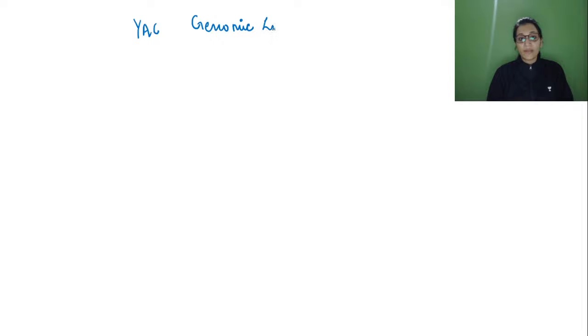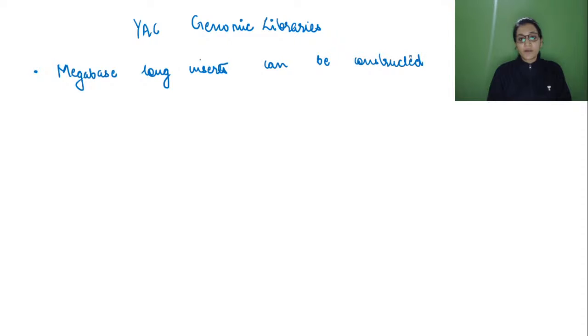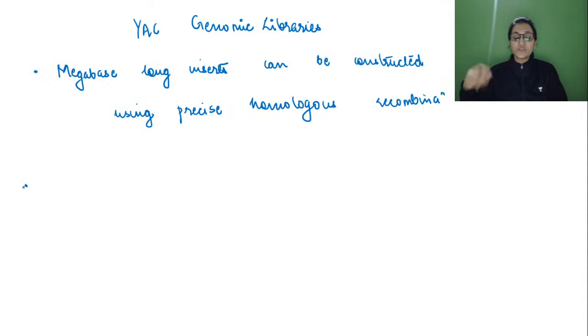Yeast artificial chromosome genomic libraries. Okay, so it is possible to construct the yeast artificial chromosome with mega base long inserts using precise homologous recombination. Then original DNA sequence of eukaryotic genome fragment more than 2 MB in size can be maintained in a single yeast artificial chromosome vector. So very large inserts can be maintained. So that is a very good point about yeast artificial chromosome.